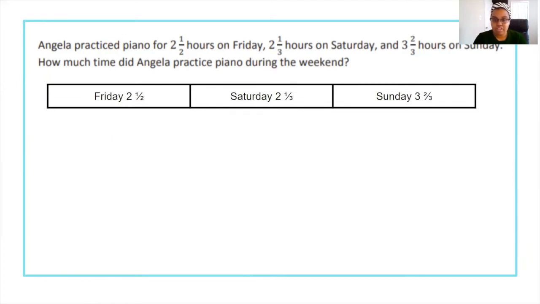Now, hopefully by looking at this on a tape diagram, it helps me to see what operation I need to use for this problem. I'm trying to figure out how much time Angela spent on all 3 of these days combined. So what operation would I need to use for this problem? If you said addition, you're right. Great job. I need to add 2 1/2 plus 2 1/3 plus 3 2/3.